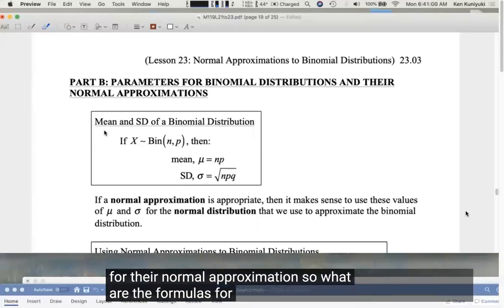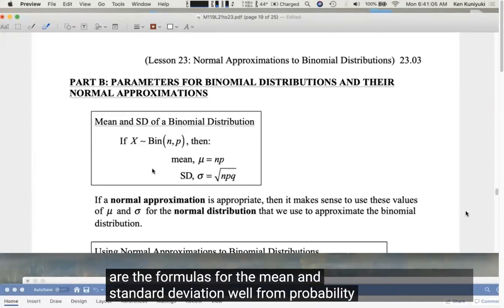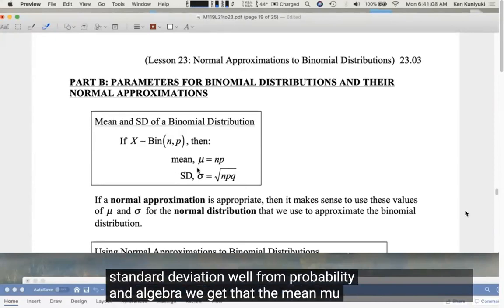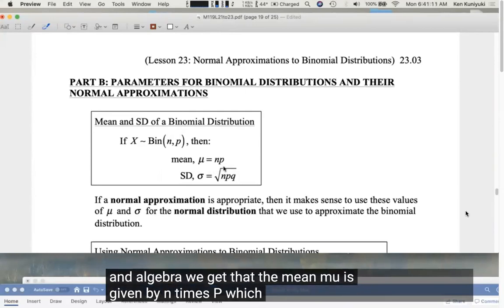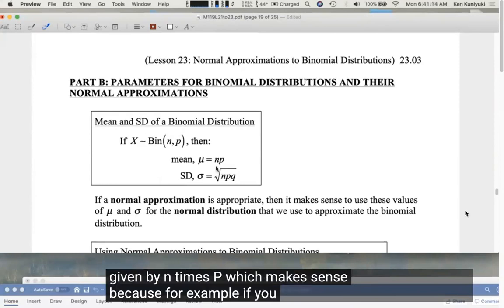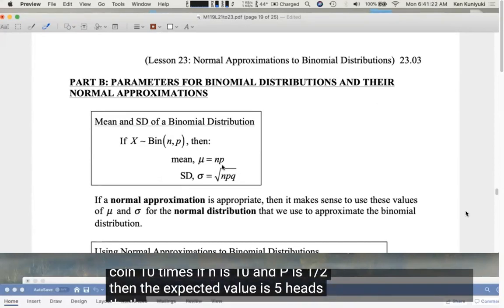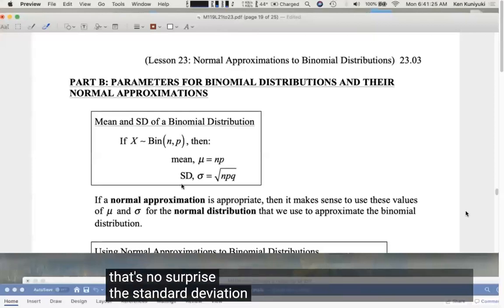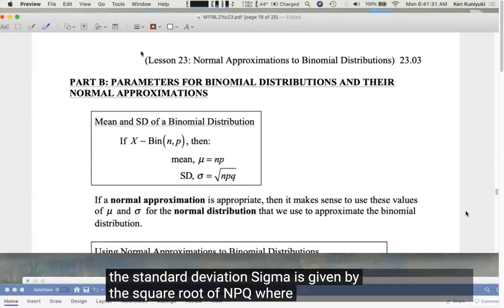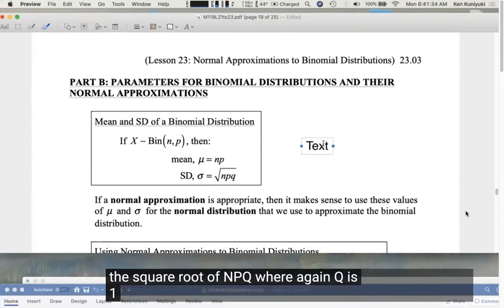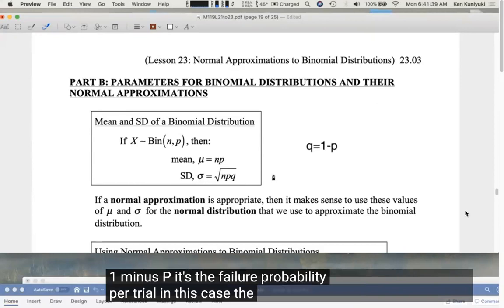So what are the formulas for the mean and standard deviation of a binomial distribution? Well, from probability and algebra, we get that the mean mu is given by N times P, which makes sense because, for example, if you flip a fair coin 10 times, if N is 10 and P is 1/2, then the expected value is 5 heads. That's no surprise. The standard deviation, sigma, is given by the square root of NPQ, where, again, Q is 1 minus P. It's the failure probability per trial. In this case, the probability of a tail.